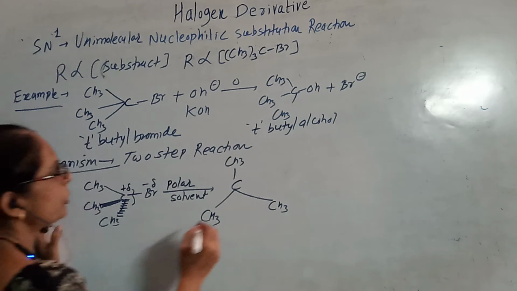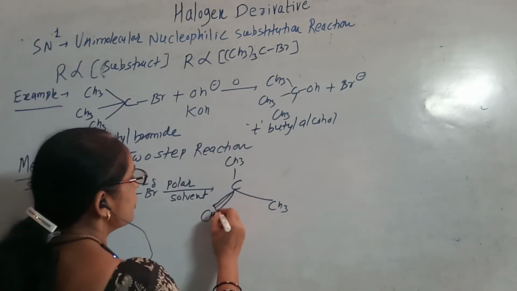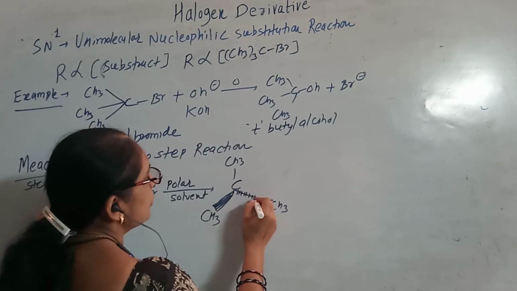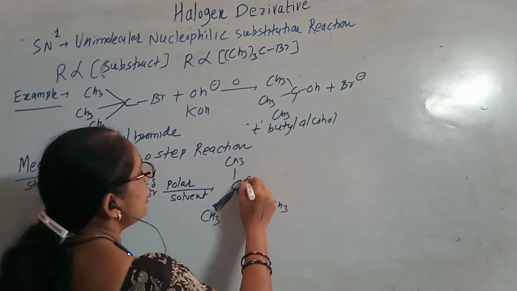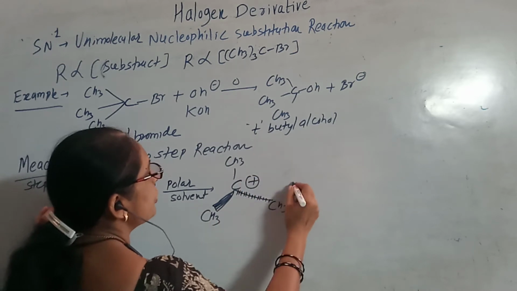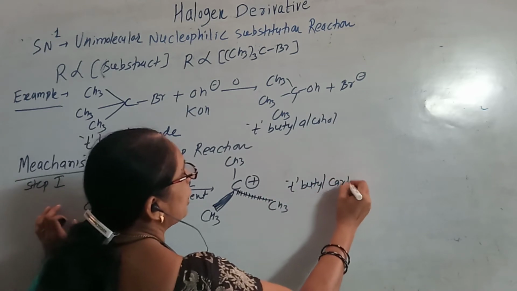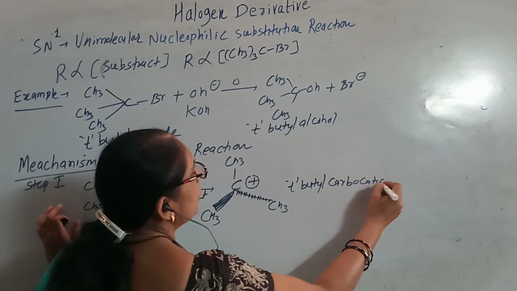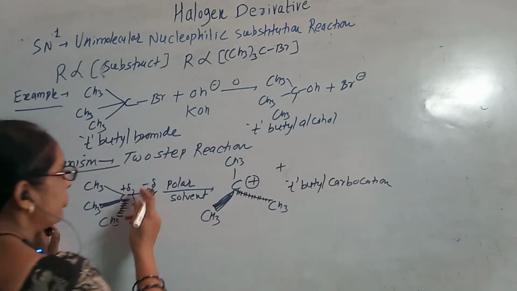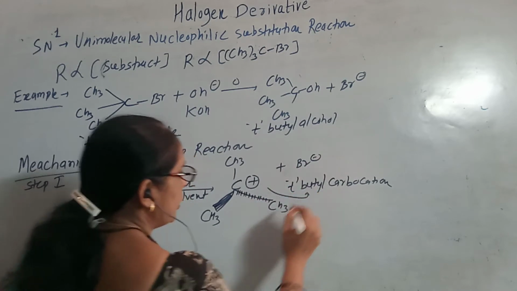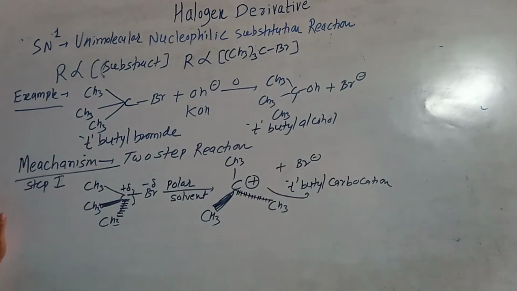So this is tertiary butyl bromide, in which one bond is drawn with the Weiss formula and another with the dash line. So this tertiary butyl carbocation is formed, plus the Br minus will be there. Like this way, the formation of the tertiary butyl carbocation is the first step.